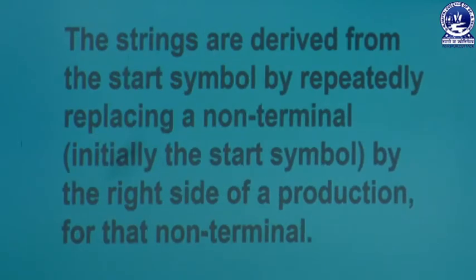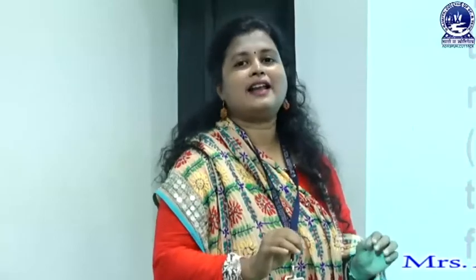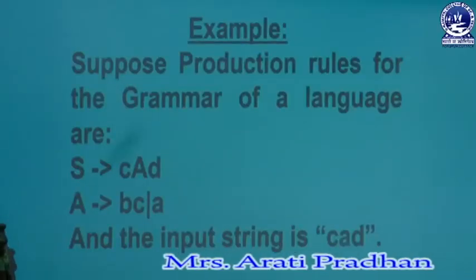Then the strings are derived from the start symbol by repeatedly replacing a non-terminal, initially the start symbol, by the right side of the production for that non-terminal. It means that the job of the parser is to generate the parse tree, but the process is that it takes one symbol, that is the start symbol, at the first point, then it applies some production rule and starts the derivation process. At each step it again derives in a continuous process till we get our final output. Now I am taking one example.